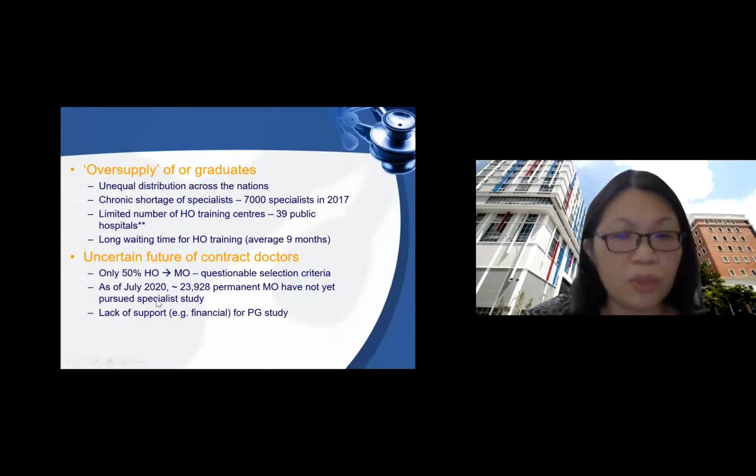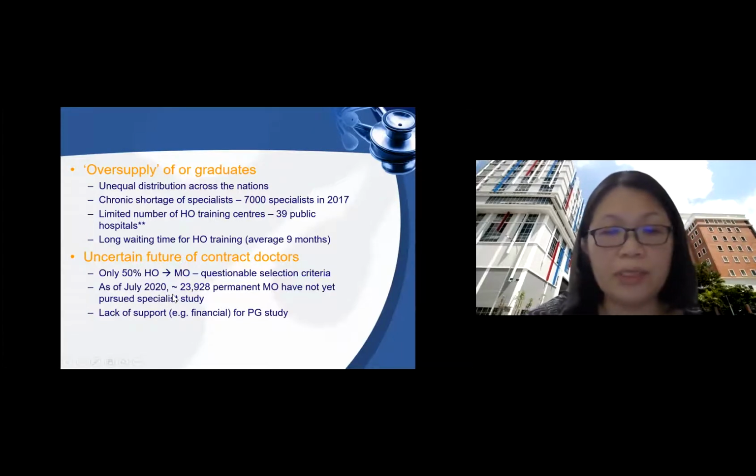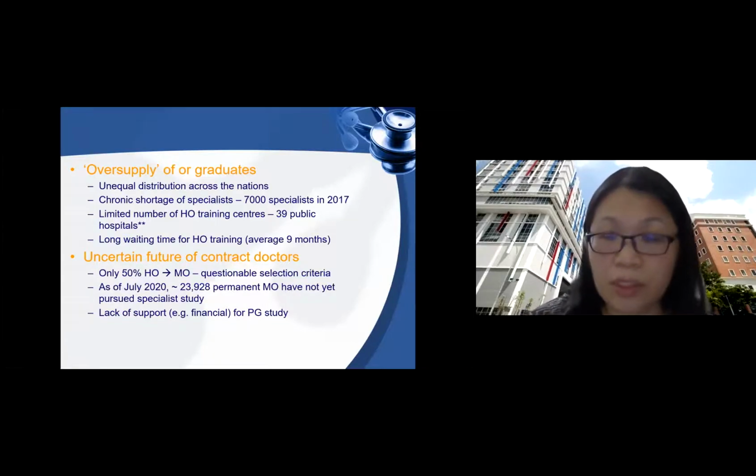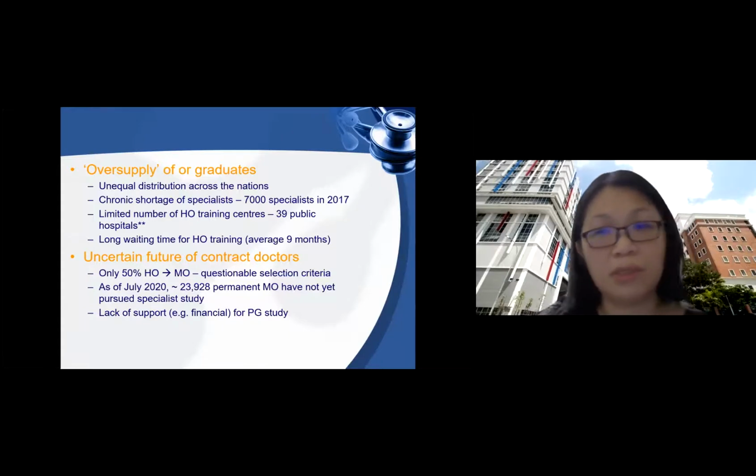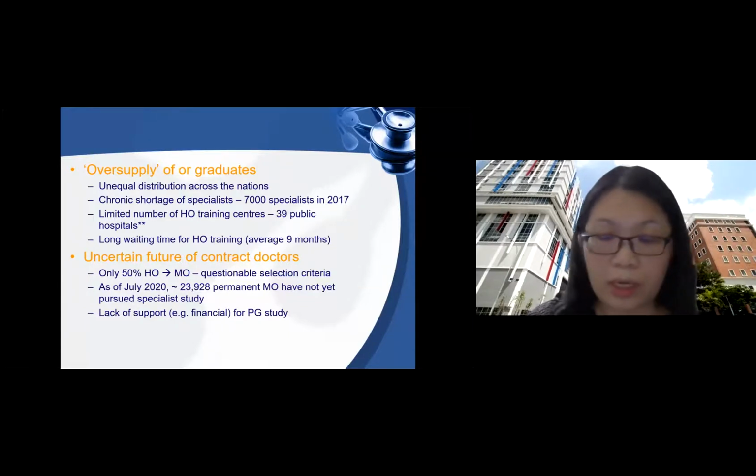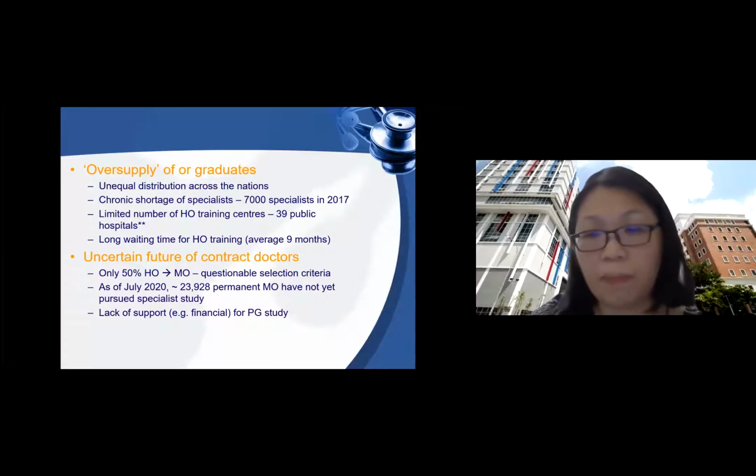Also in 2020, it was reported that about 23,000 MO in Malaysia have yet to pursue specialist training. Most of the time, they haven't decided to continue mainly because of financial issues, because the government has very limited financial support to encourage MO to pursue their specialist training.